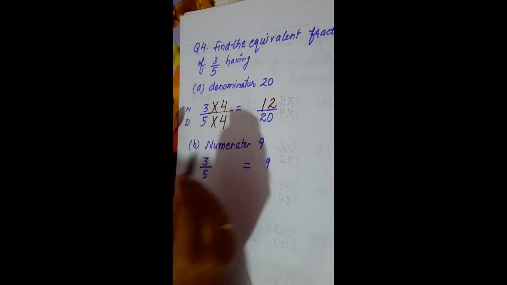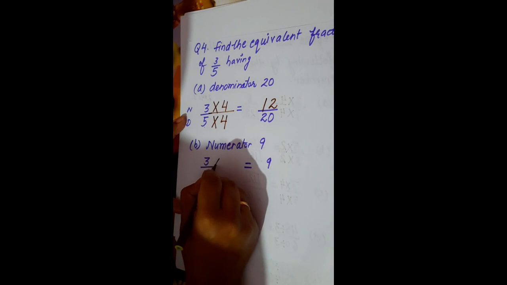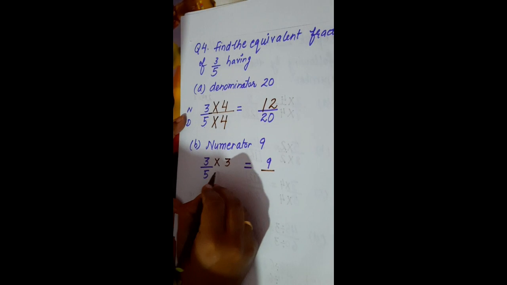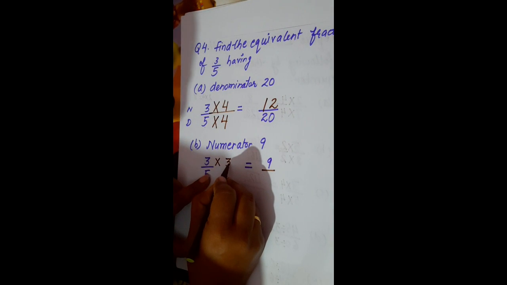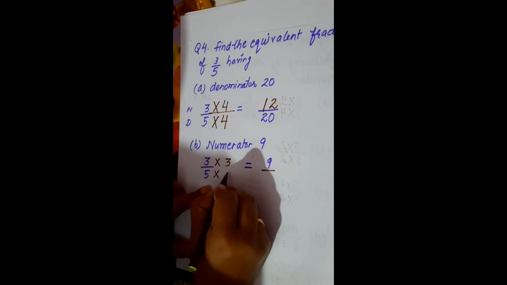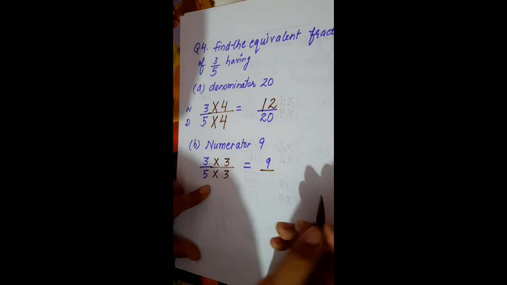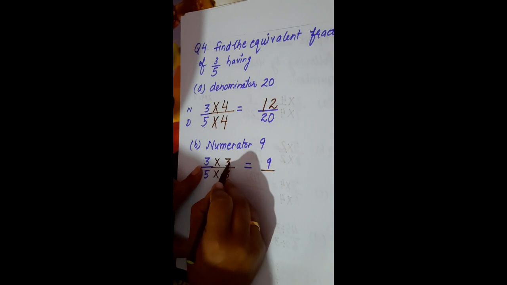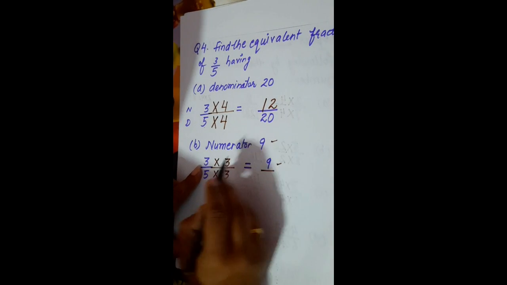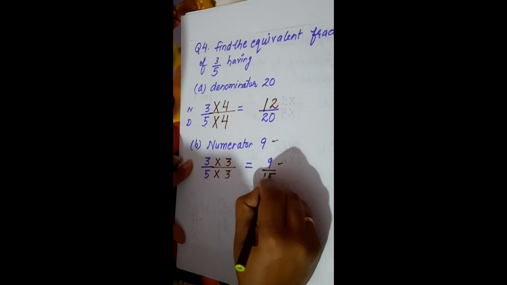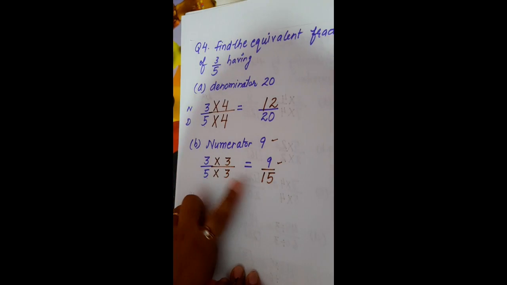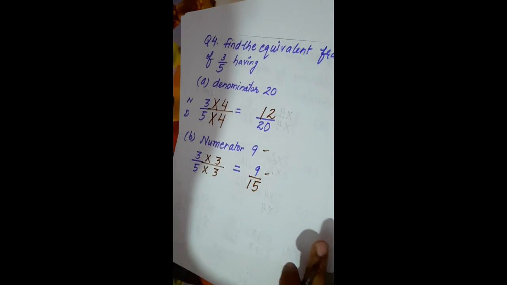So by which number you multiply this 3 so that you will get 9? That is 3. 3 3s are 9. So if you multiply 3 in the numerator, you have to multiply the same number in the denominator so that you will get the equivalent fraction. 3 3s are 9 as asked in the question. So 5 3s are 15. So my equivalent fraction is 9 upon 15.